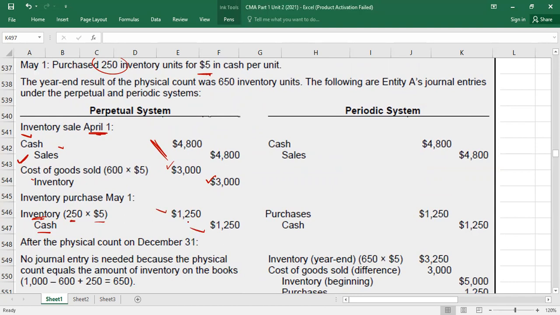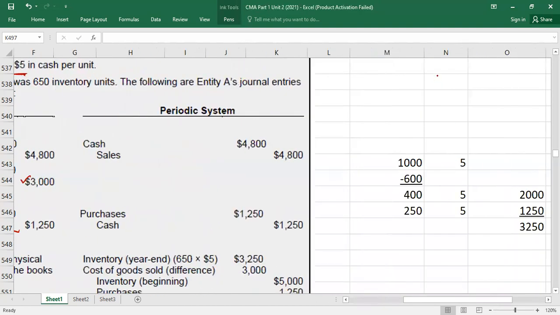1250. Right? And at the end, if you want cost of goods sold, the idea is very simple because you are maintaining your proper records. So cost of goods sold can be calculated this way. We can take opening inventory plus what? Purchases less what? Ending inventory, right? Is equal to what? Cost of goods sold.